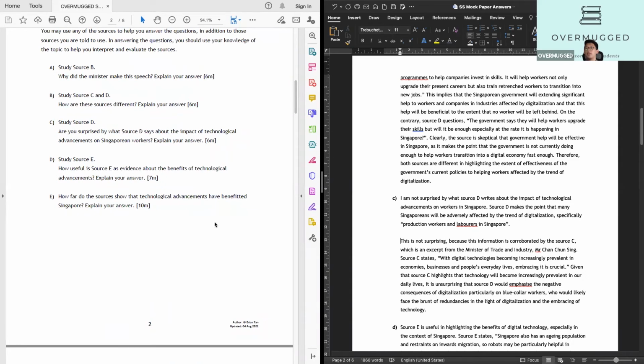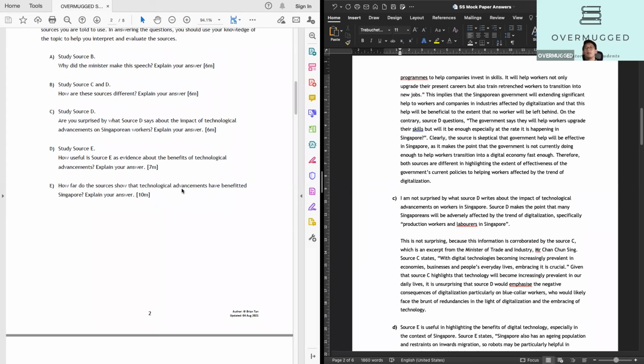Okay, this is a question that I want to spend a little bit more time on, which is the usefulness question. So far we have covered reliability, surprise. Now we have a new novel question of usefulness. So again, as I mentioned just now, there are significant overlaps between surprise, reliability, and usefulness questions.